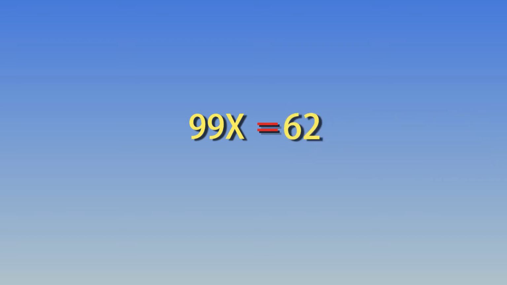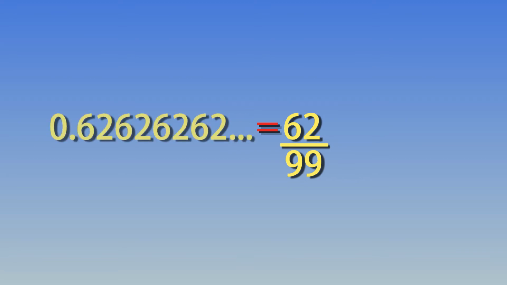In step 5, we just need to isolate the x by dividing both sides by 99. And that gives us x equals 62 over 99. Of course, we know what the numerical value of x is. x equals 0.62 recurring, our original recurring decimal. So replacing x with that gives 0.62 recurring equals 62 over 99, and there you have it. The recurring decimal has been converted to a fraction.